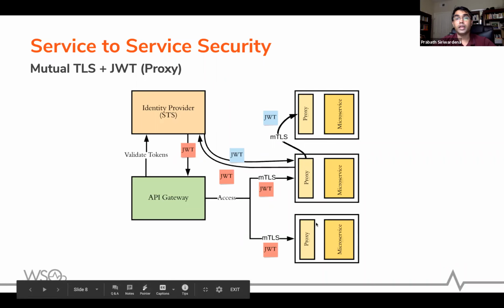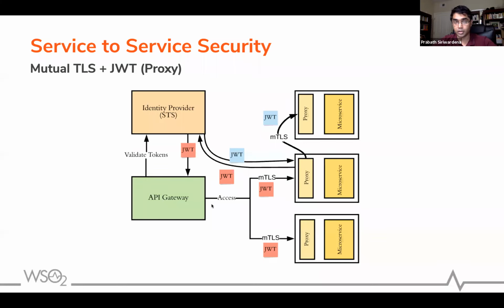So now each microservice will have its own proxy, which will do the security validation. If you use MTLS, the MTLS handshake will be handled by the proxy. And when you get a JWT, validation will be done by this proxy. So this is one way of implementing the zero trust network pattern.